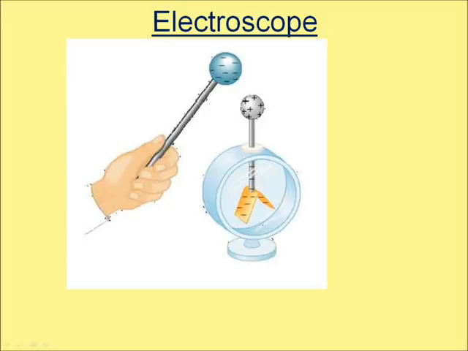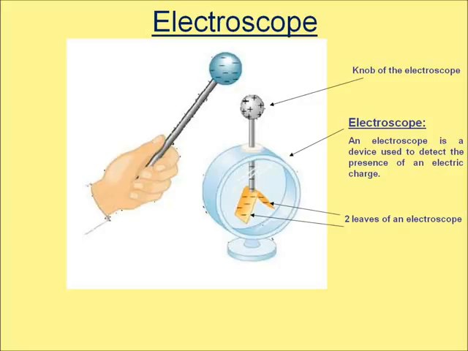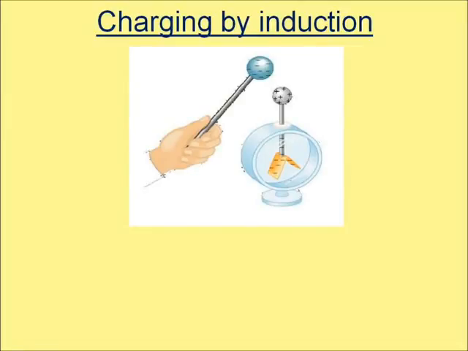Now let's define what an electroscope is. It is a device that is used to detect the presence of electric charge. It is formed of a knob, like a metallic ball, and we have two thin leaves at the other extremity of the electroscope. They are attached together, and if the knob is brought closer to a negatively or positively charged body, then the two leaves separate and it detects that we have a negatively or positively charged body. The third mode of charging is charging by induction.